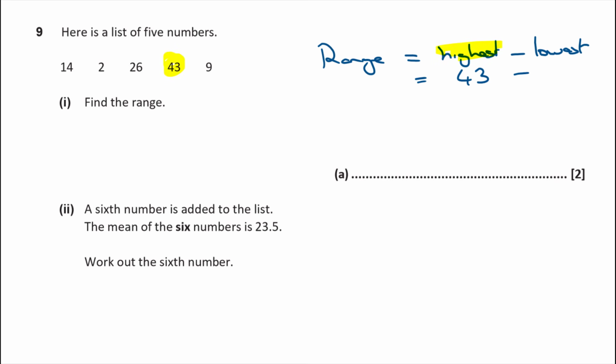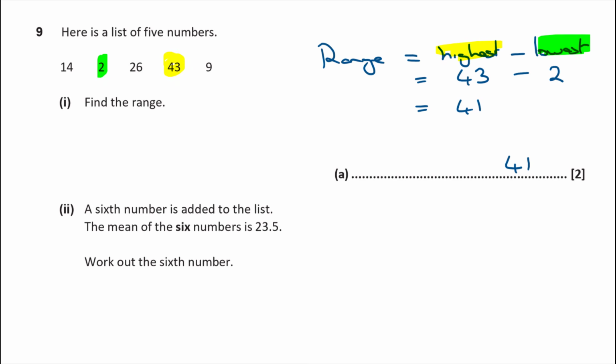And what's the lowest number in my data set? My lowest number is going to be that 2, isn't it? Nothing smaller than the 2. So it's going to be 43 minus 2, and 43 minus 2 is 41. So this data set has a range of 41. Part 2 says a 6th number is added to the list. The mean of the 6 numbers is 23.5. Work out the 6th number.